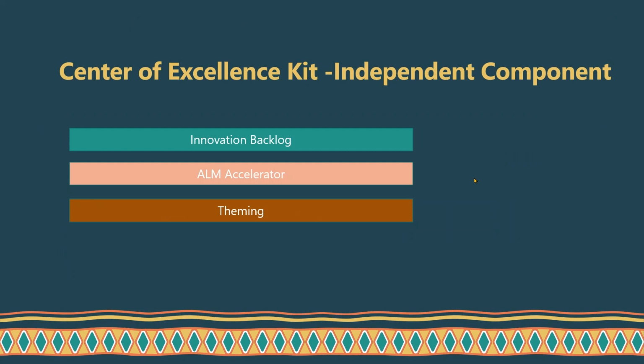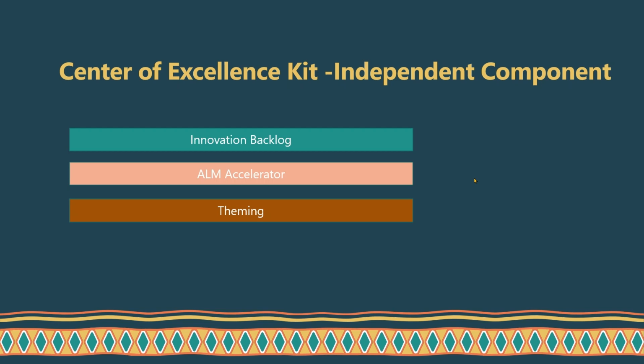There are some other components also, called independent components, that don't need installation of any core component. These components are like the innovation backlog. The purpose of this innovation backlog component is that it is used to submit ideas for the apps and flows that you need to build for your organization.